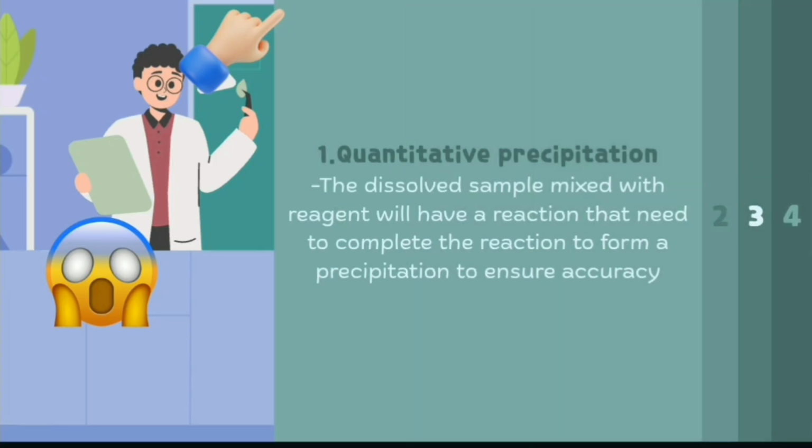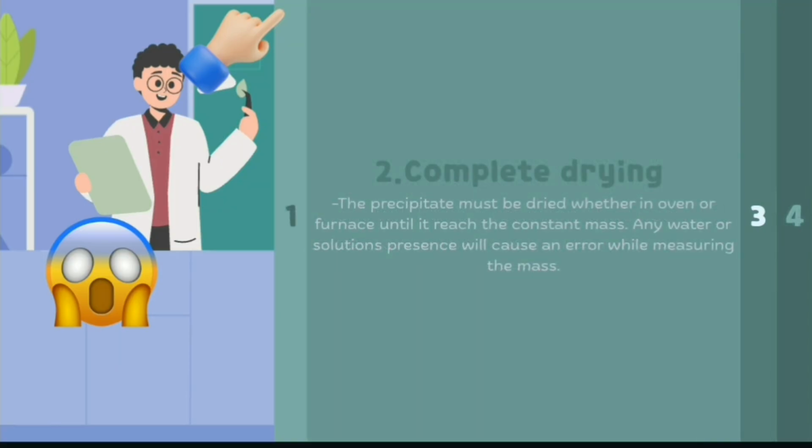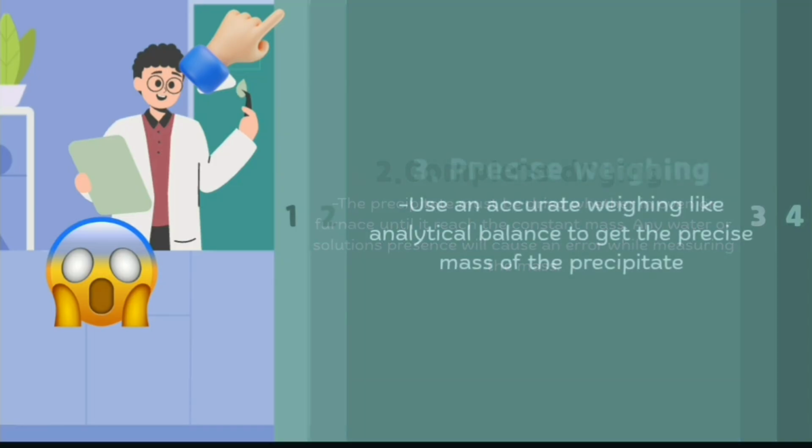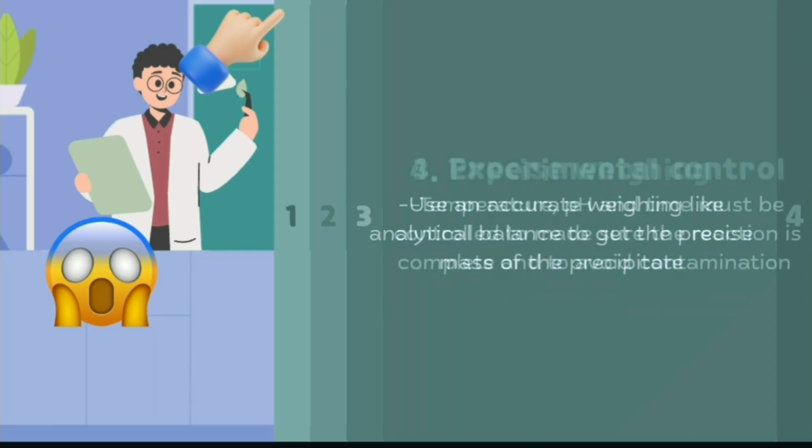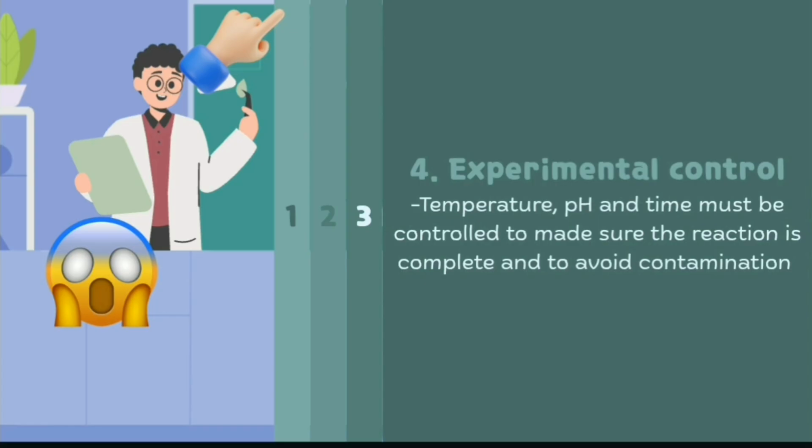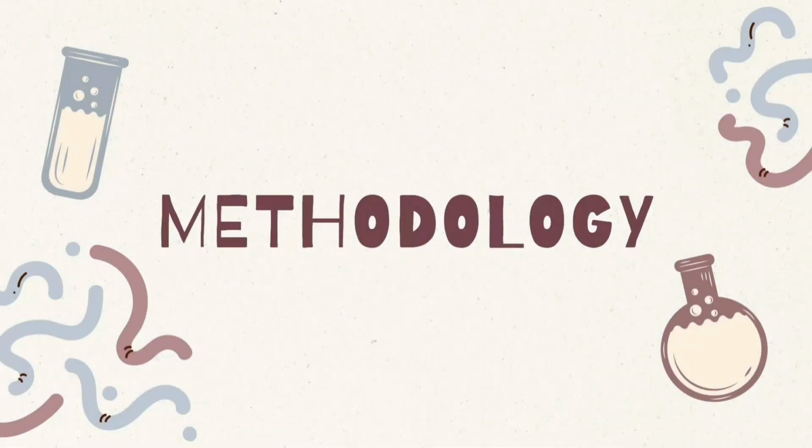First, quantitative precipitation. The dissolved sample mixed with the reagent will have a reaction that needs to go to completion to form a precipitate, to ensure accuracy. Second, complete drying. The precipitates must be dried, whether in an oven or furnace, until they reach a constant mass. Any water or solution present will cause an error while measuring the mass. Third, precise weighing. Use an accurate balance like an analytical balance to get the precise mass of the precipitates. And lastly, experimental control. Temperature, pH, and time must be controlled to make sure the reaction is complete and to avoid contamination.